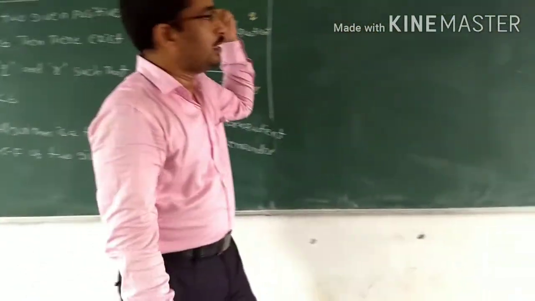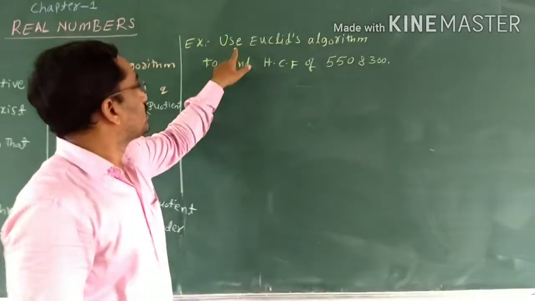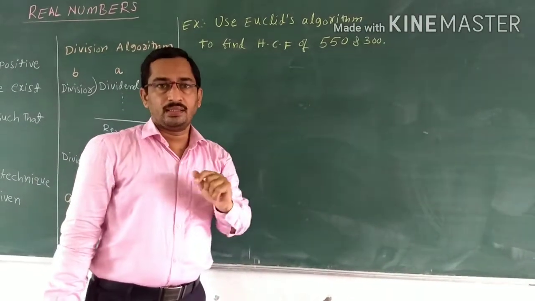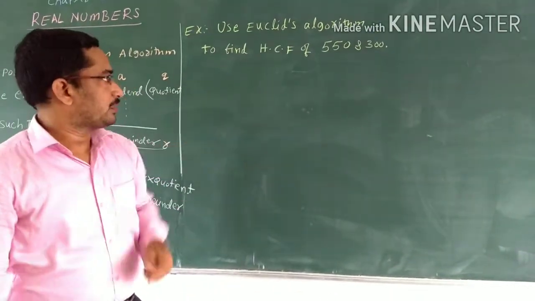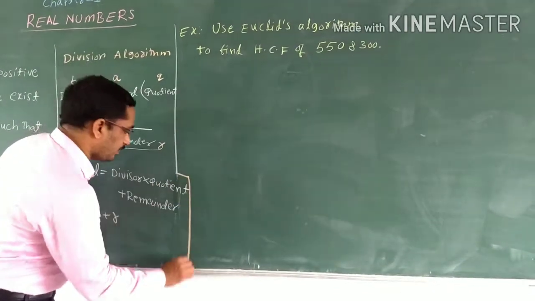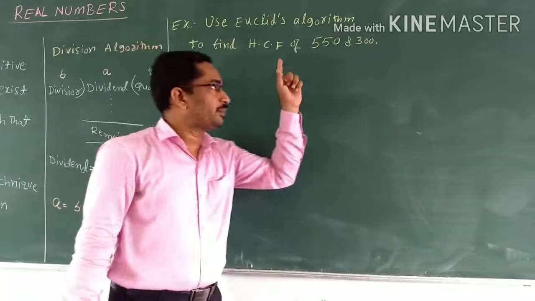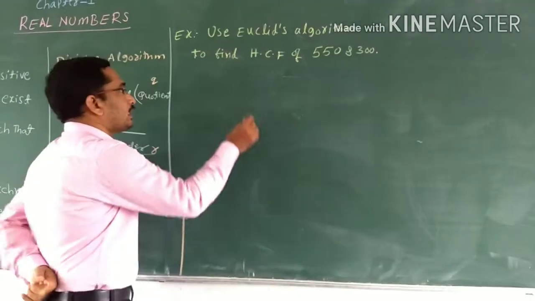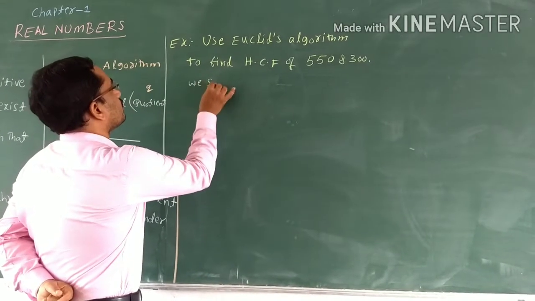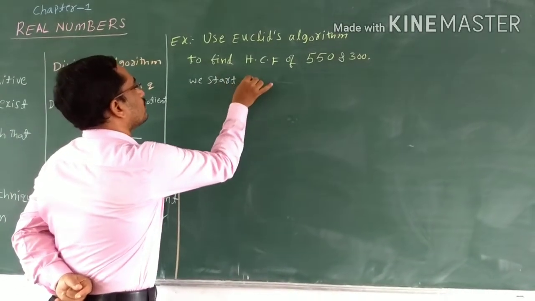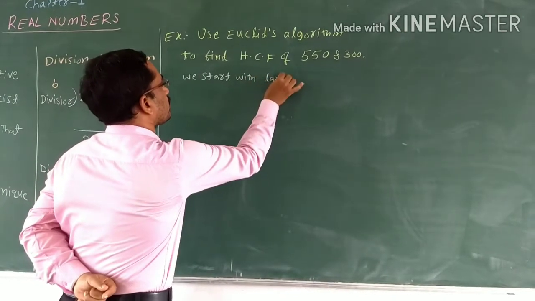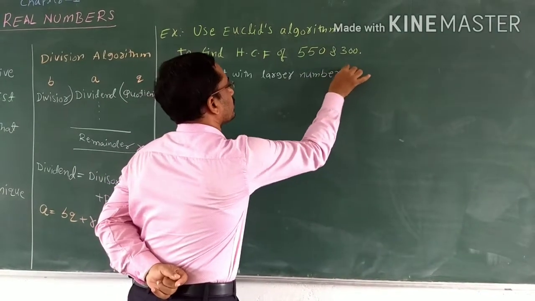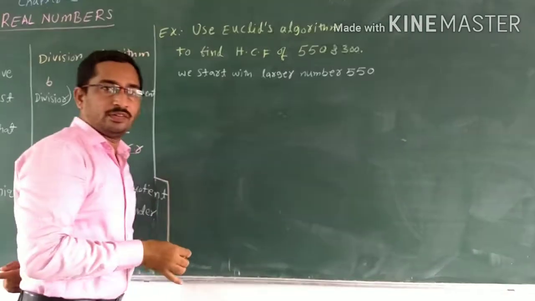See, I am explaining this lemma with an example. Use Euclid's algorithm to find the HCF of 550 and 300. It comes in the exam as a 1 mark question. See, we always start with the big number. The larger number is 550 and the smaller number is 300. We start with the larger number, 550.